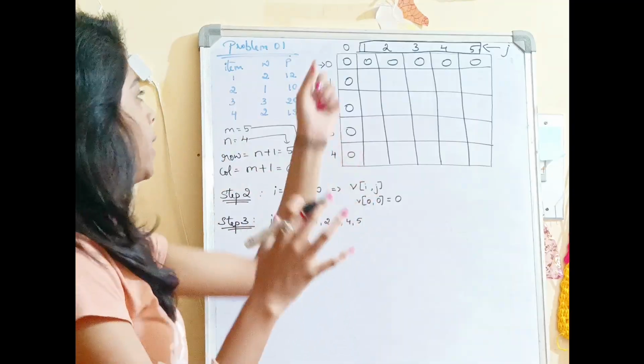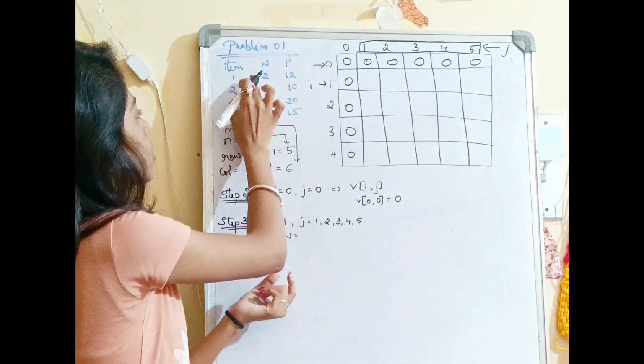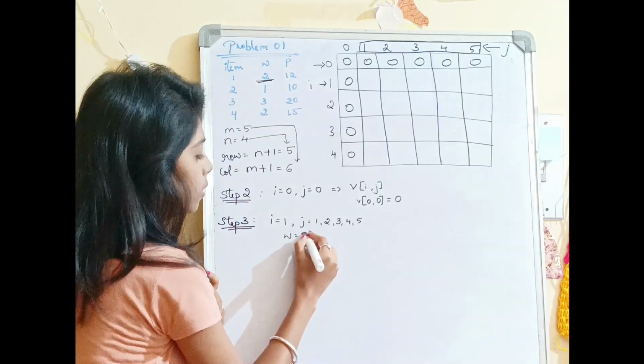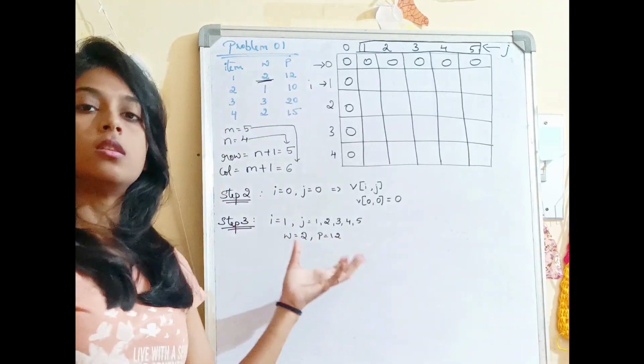When I place my I in 1, I have to mention the weight of the first object. So the first object weight is 2. And what is the profit? The P is 12. Now I'm going to solve it.